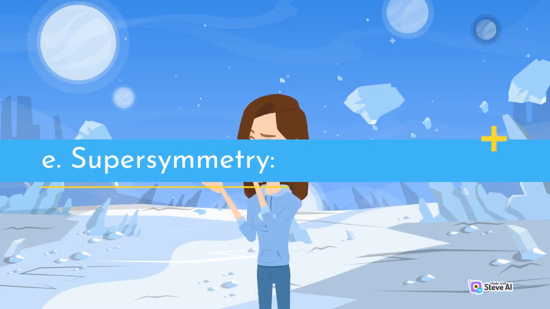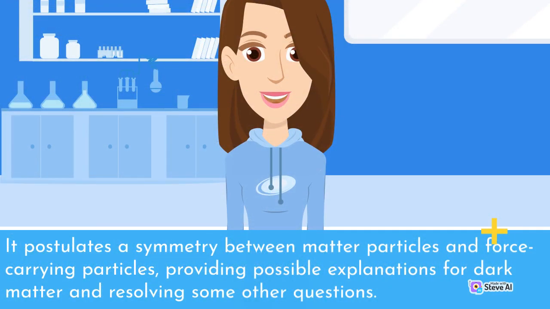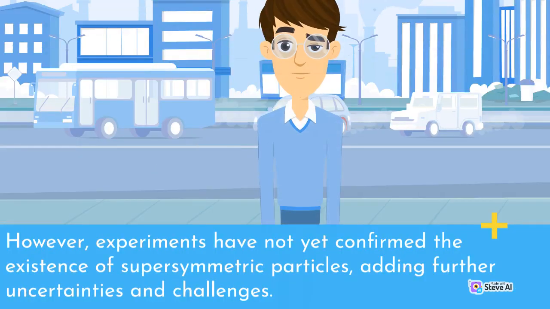E. Supersymmetry. Supersymmetry is a theoretical framework that introduces new particles, called supersymmetric particles, to the Standard Model. It postulates a symmetry between matter particles and force-carrying particles, providing possible explanations for dark matter and resolving some other questions. However, experiments have not yet confirmed the existence of supersymmetric particles, adding further uncertainties and challenges.